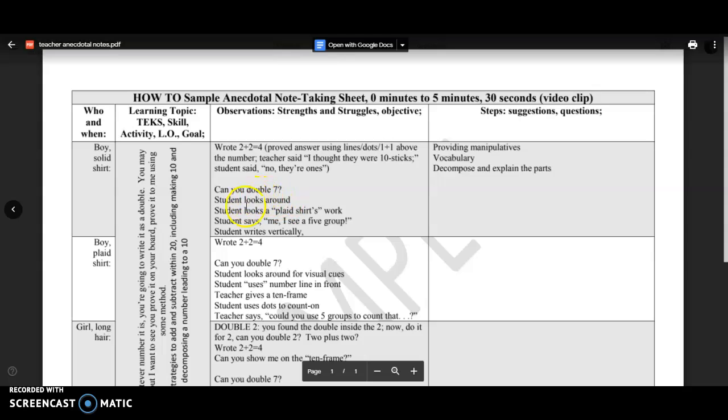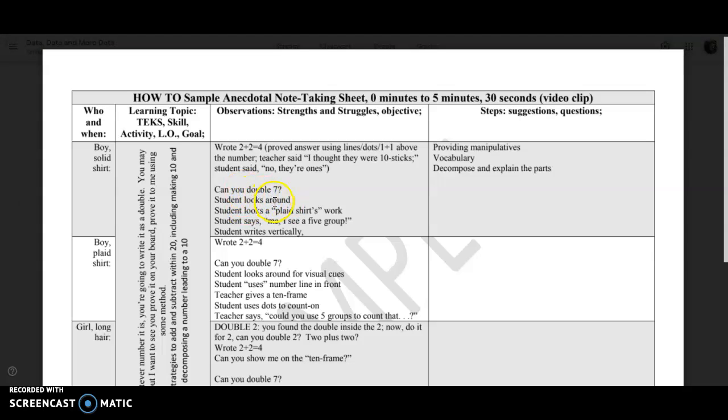So the student can look around. Can he do a double? He looks around. He needs plaid shirts to work. He says, I see a 5 group. So he has strategies right here, but he's unable at times to explain it all the way through. So then some next steps would be to decompose and explain the parts, work on those oral justifications with him.